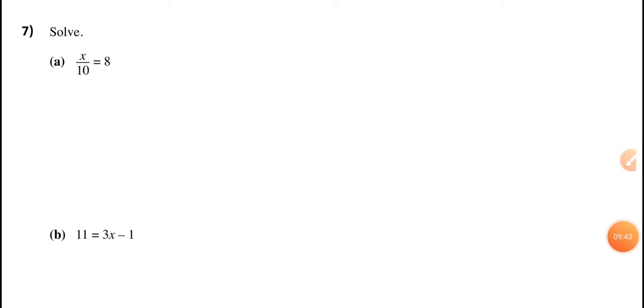So question 7a, solve x over 10 is equal to 8. So now as you can see on the left hand side, we've got x divided by 10 is equal to 8. So how do I get rid of divide by 10? We have to times by 10. And obviously if I multiply the left hand side by 10, I have to multiply the right hand side by 10 as well. So that means 8 times 10 is 80, and here the divide 10 and the times 10 cancels out, leaving just x. So x is equal to 80.